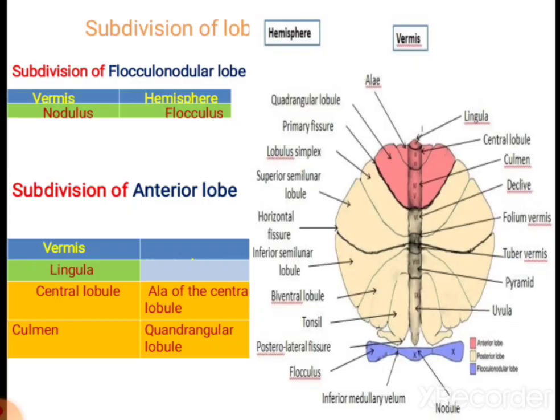These are the subdivisions of the lobes. In the floccular nodular lobe, in the midline part, that is in the vermis part, we have the nodule. So here we can see this is the nodule part in the midline, and the corresponding hemispherical part is the flocculus. Then in the anterior lobe, the midline part is lingula in the anterior side, and there is no corresponding hemispherical part. Then behind the lingula we have central lobule, and the corresponding hemispherical part is ala of the central lobule. Then behind the central lobule we have culmen in the midline part, that is vermis, and the corresponding area of the hemispherical part is the quadrangular lobule.